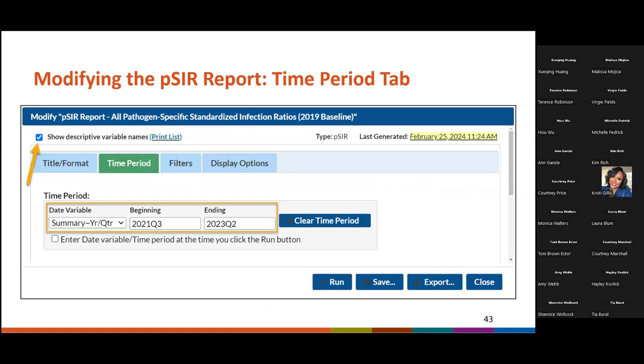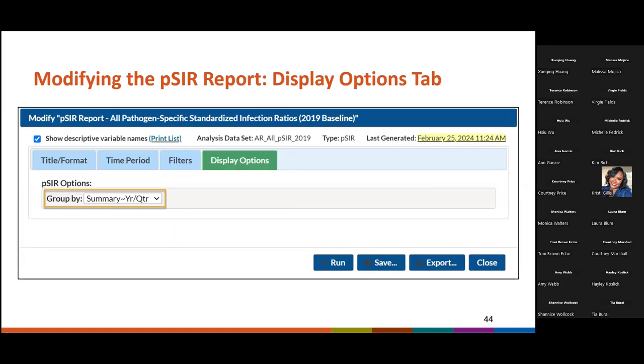Let's say we want to look at the data reported for Q3 of 2021 through Q2 of 2023. I selected summary year quarter as the date variable and put 2021 Q3 in the beginning box and 2023 Q2 in the ending box. I want to look at rates or the pSIRs by quarter. So I go to the display options tab to select summary year quarter for the group by variable, which again is the default.